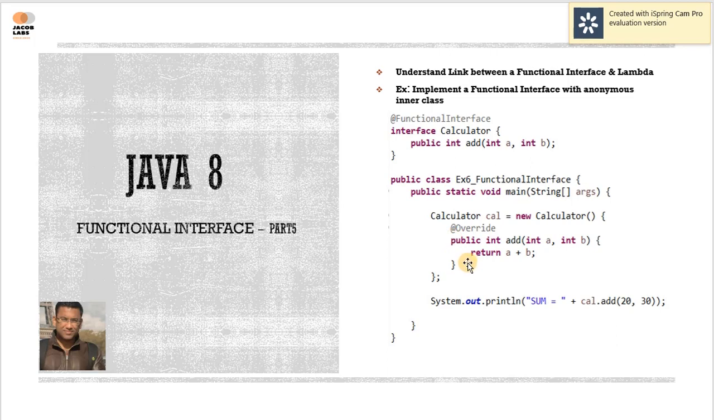So ideally, it is a class. How do I say it is a class? Because it is a class that implements the Calculator interface and does not have any name. That is why it is called an anonymous inner class. And on this instance of the anonymous inner class, I will call the add method. So cal.add(20, 30), which again gives me 50.